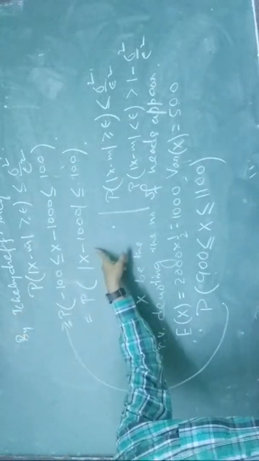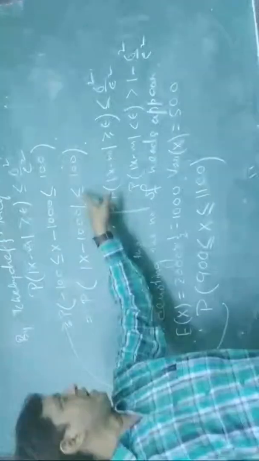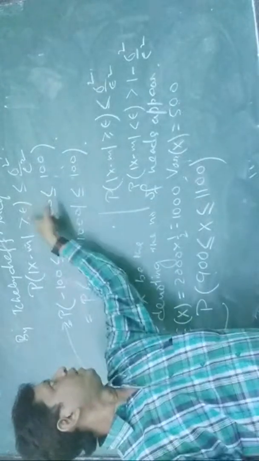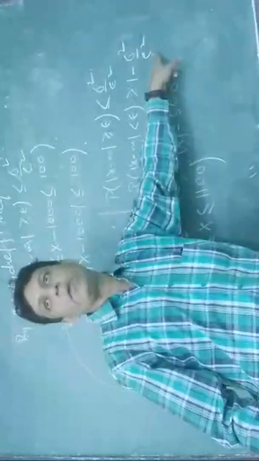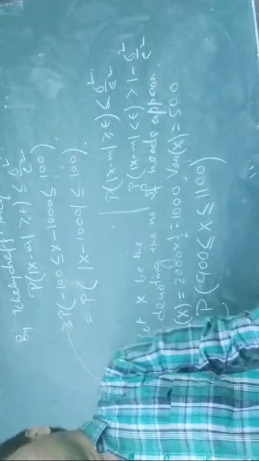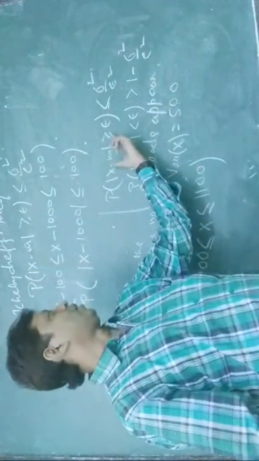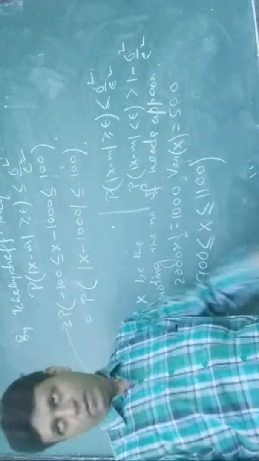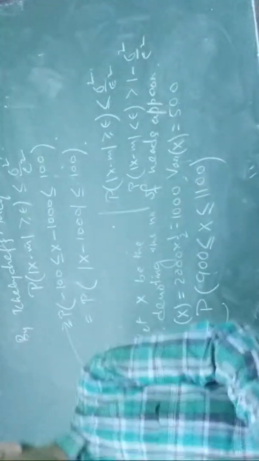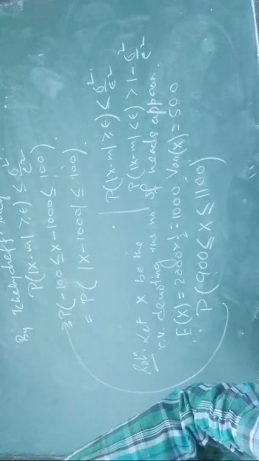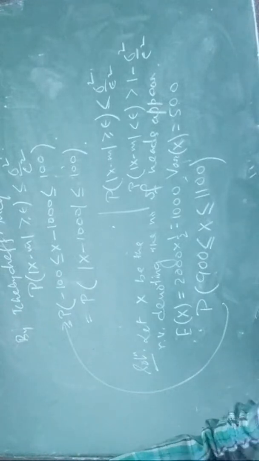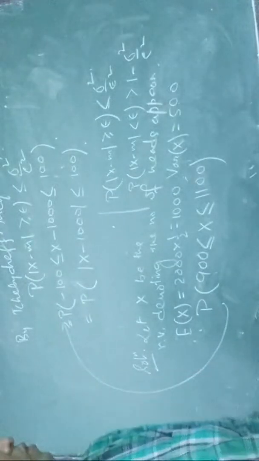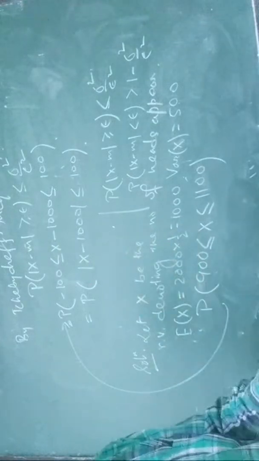Is this clear? In the inequality there is greater equal to. This is the complementary part, so you use 1 minus sigma square by epsilon square. These are other forms of Chebyshev's inequality, and they can be used. Understood?